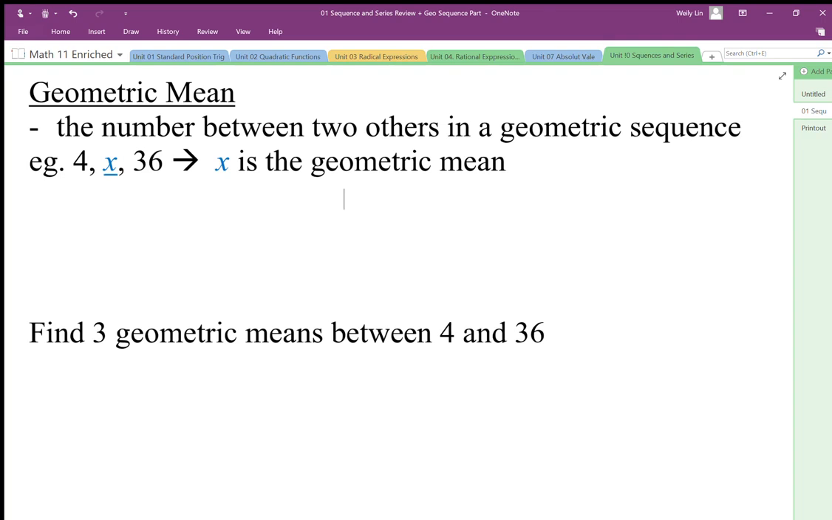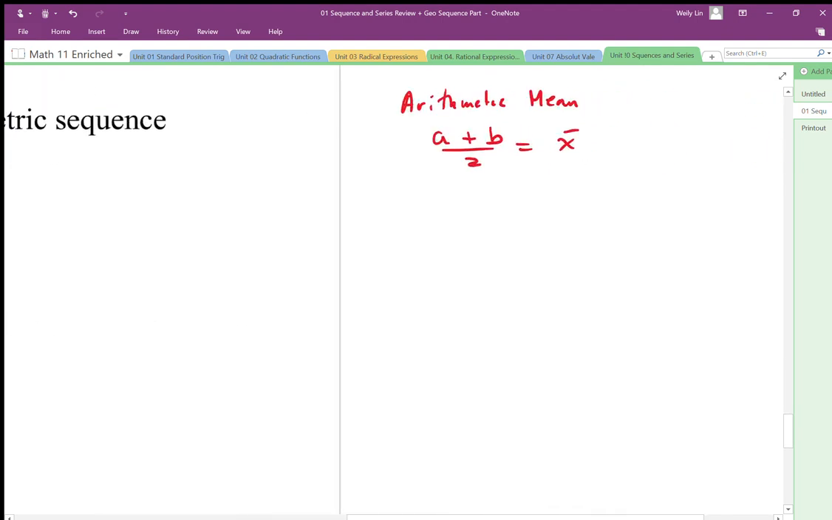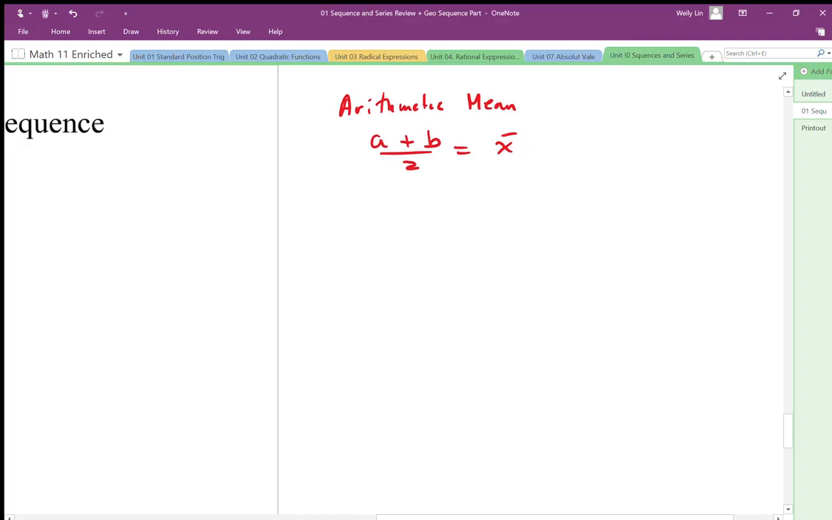Geometric mean is the middle number of a geometric progression. So anything that fits in between any two numbers in a geometric progression, we consider to be a geometric mean. Now this is similar to arithmetic mean in that arithmetic mean is the middle number of an arithmetic progression.